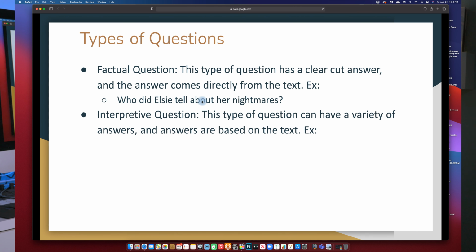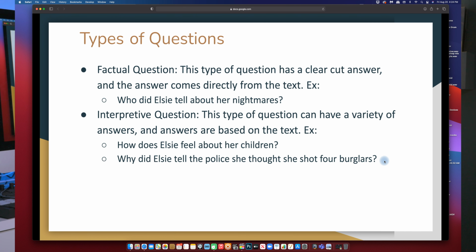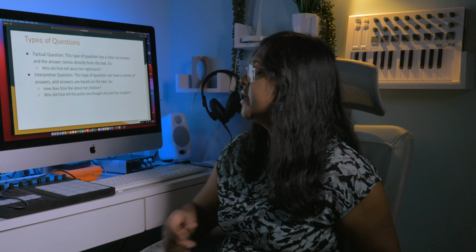Next we have interpretive questions. And these types of questions can have a variety of answers, and the answers are based on the text. So for example, we have, how does Elsie feel about her children? And why did Elsie tell the police she thought she shot 4 burglars? So we are basing our answers to these questions on the text, right? We'll analyze the text to see different interpretations of how Elsie was feeling.